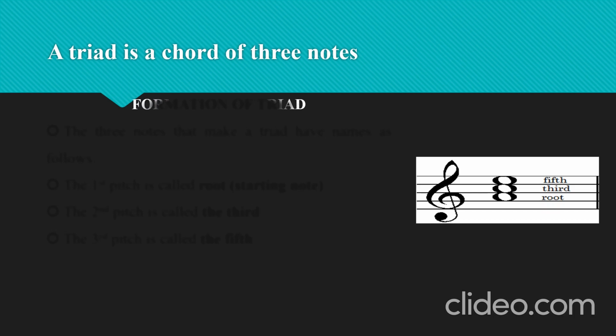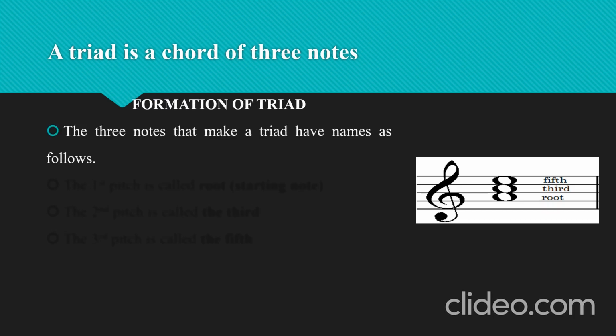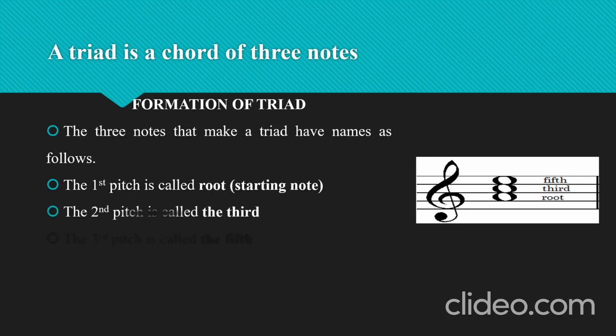Okay, let's move faster. Formation of triad. How do you form a triad? Simple. Just know what you want to play. There are just three notes that make up a triad. The first pitch is called the root. You need to know that. Then the second pitch is called the third. You need to know that. The third pitch is called the fifth. You don't say root, first, second, third. No, it is root, third, and fifth.